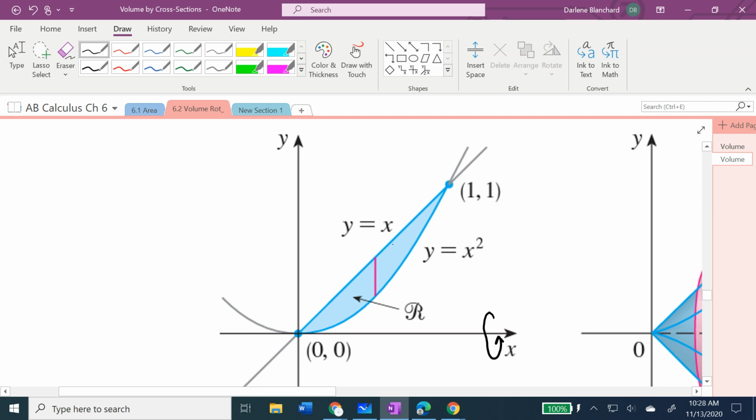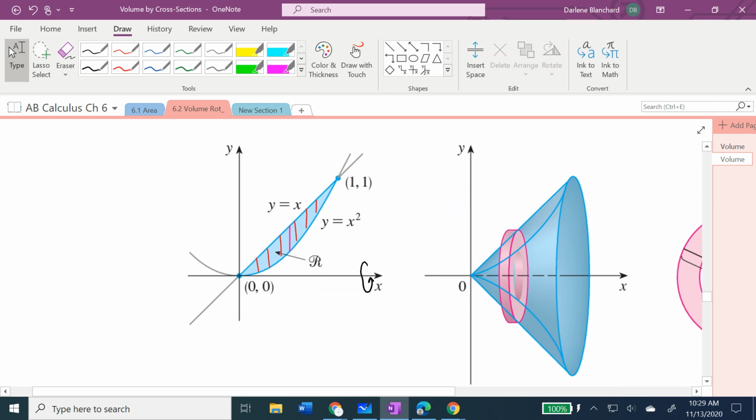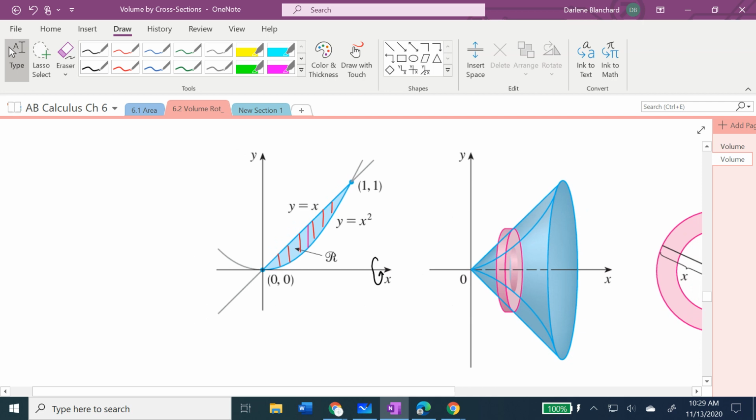If I am rotating what is in between these two functions about the x-axis, and it's like I'm holding it rigid and rotating it around, I'm getting a solid that has a hole in the middle. So what I have to do is find the volume of the outer solid, but subtract from that the volume of the inner solid. And this is what they call the washer method.